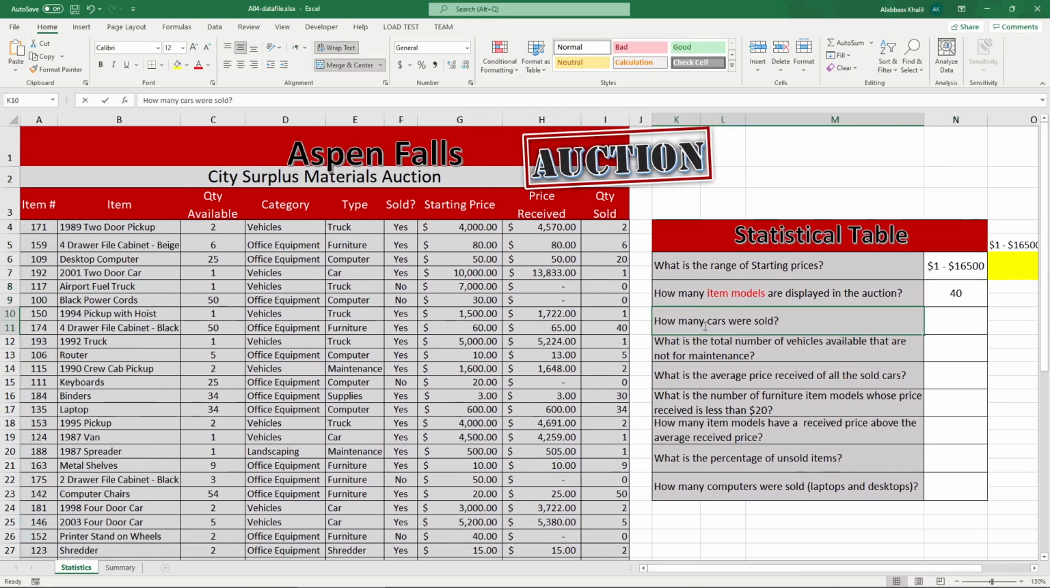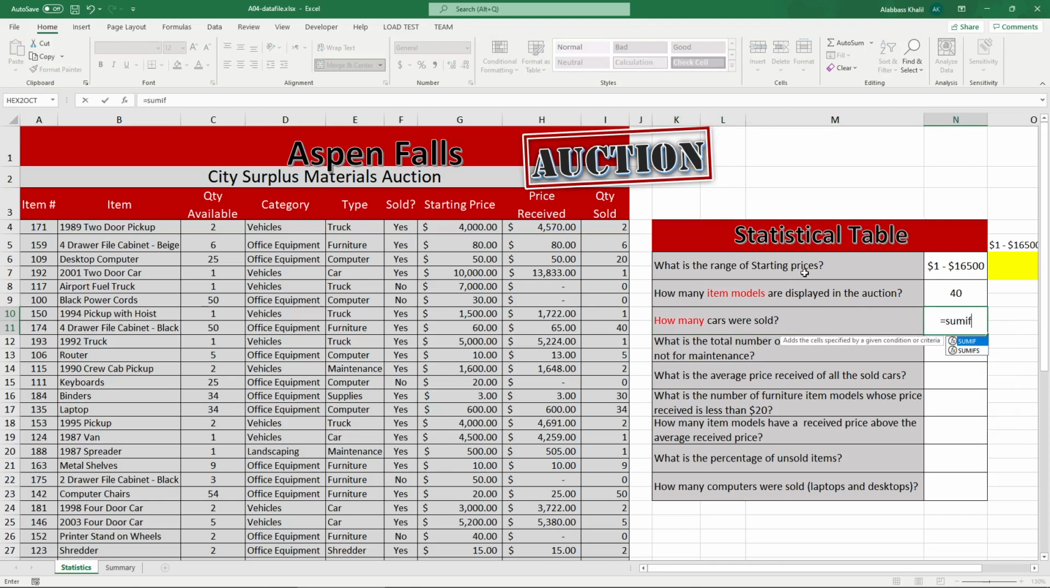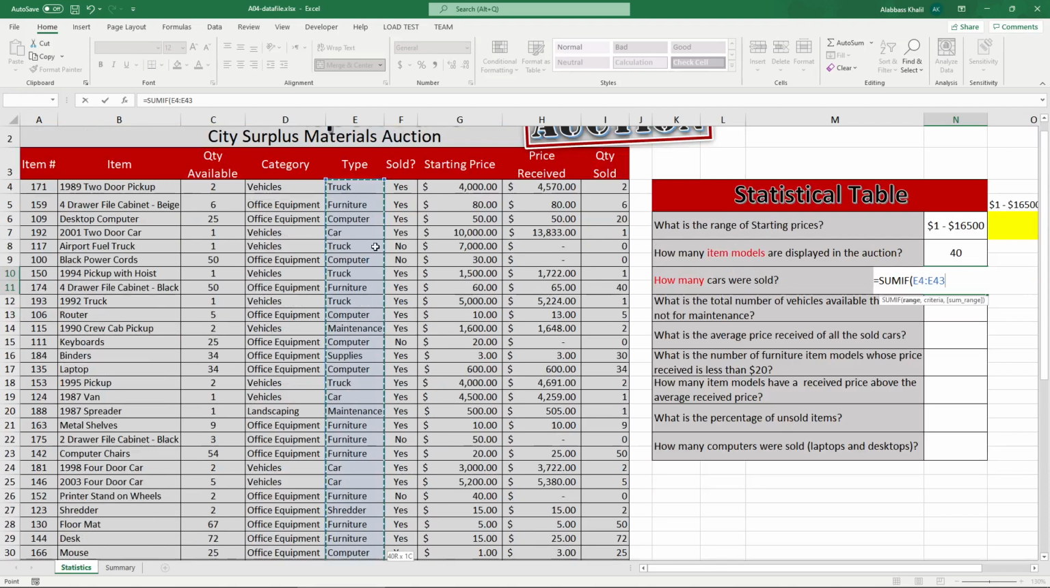How many cars were sold? Again, how many might imply that we want to count, but in this case, it might actually be summing because, hey, how many cars were sold? This question feels like regardless of what's the model, what I care about is the total. So I can go ahead and say SUMIF. What's my range? What do I want to have my condition on? Well, I want to check the type and make sure that it's of type car. Okay, so make sure that's the type car. We'll type in that there.